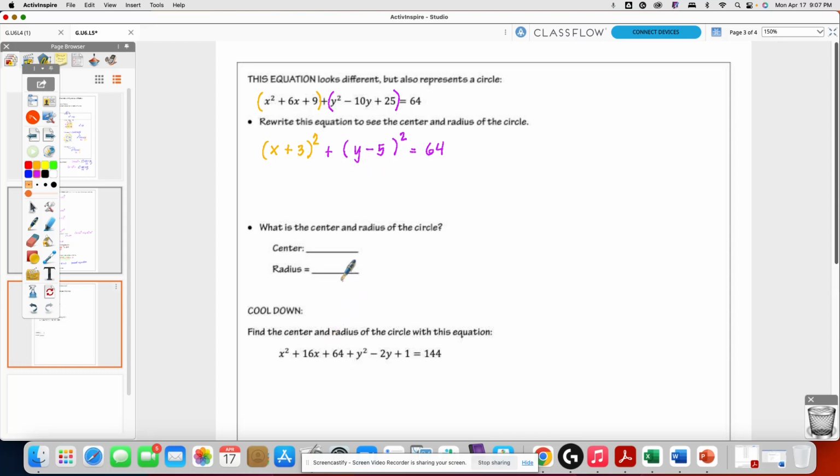So from here, what is the center of the circle? Again, take note that we have to change the sign. So this is plus 3, meaning the h coordinate of the center is minus 3. This is negative 5. So the k coordinate is positive 5. And what about the radius? So r squared is equal to 64. So the radius would be equal to the square root of 64. And the square root of 64 is equal to 8.